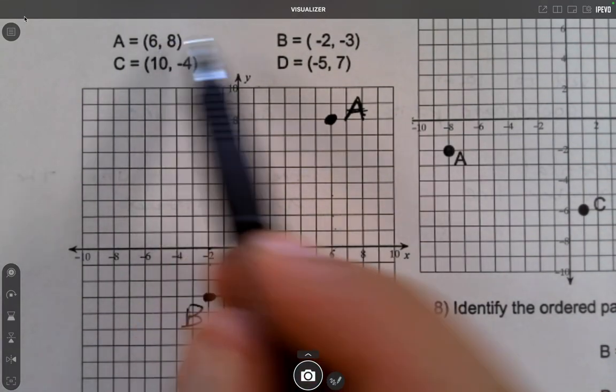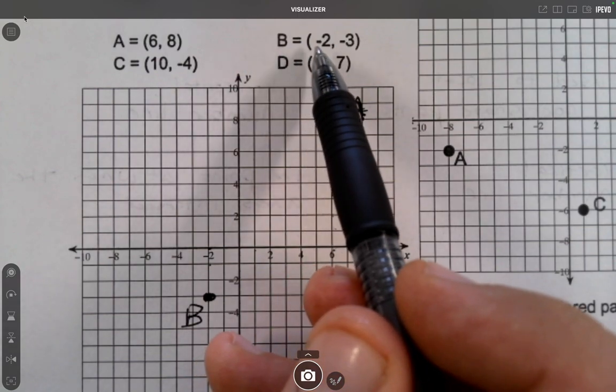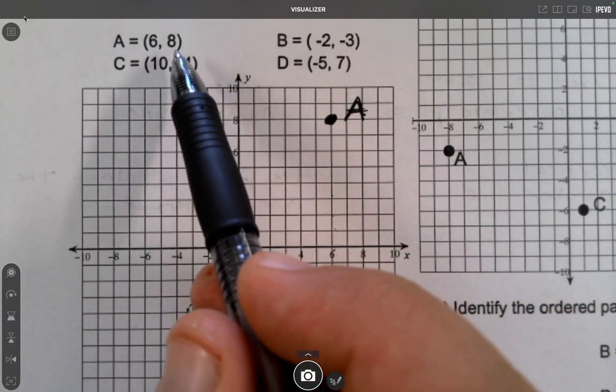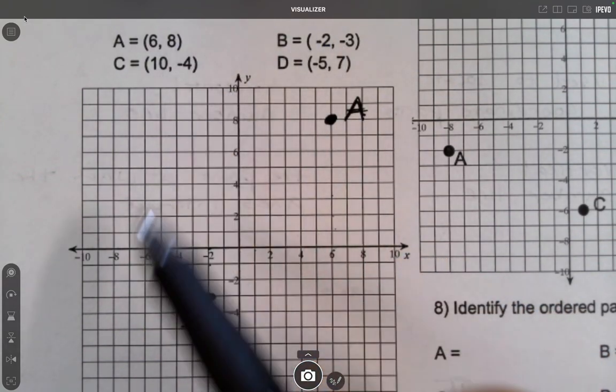So again, the first number tells you whether to go left or right. Positive means right, negative means left. The second number tells you whether to go up or down, and how much to go up or down. So that means up 8, that means down 3.